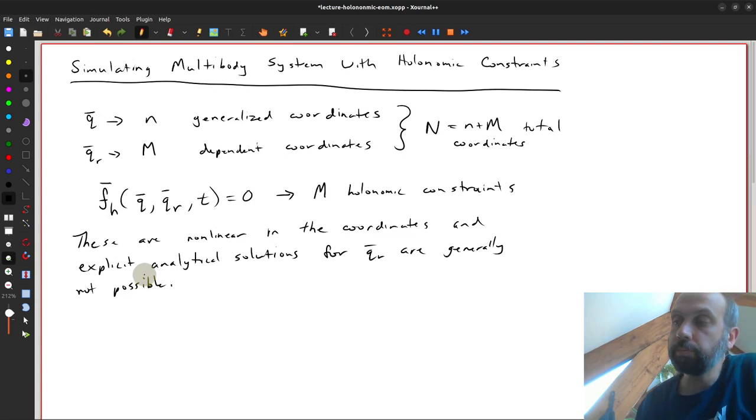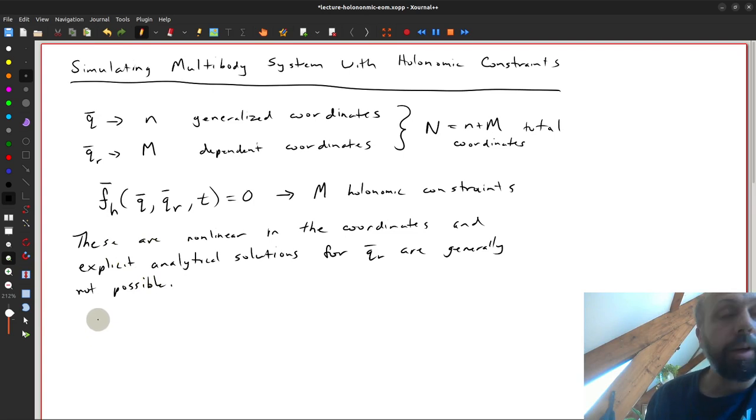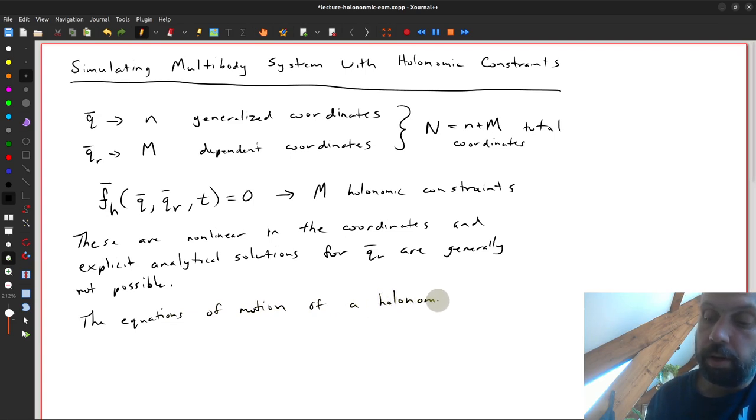Okay, so this means that our equations of motion take a different form now because we have these holonomic constraints. I'm just going to talk about a holonomic system here. You can extend this to a nonholonomic system too that has extra constraints, and you would talk about p degrees of freedom instead of n degrees of freedom.